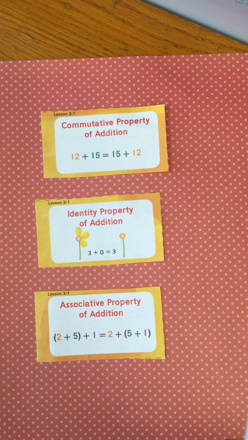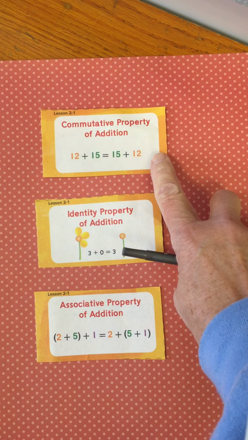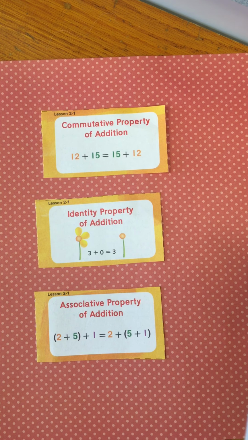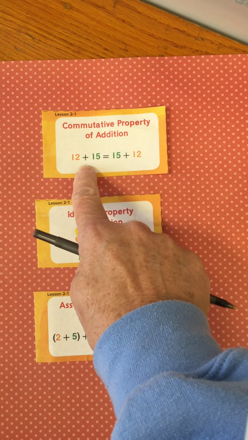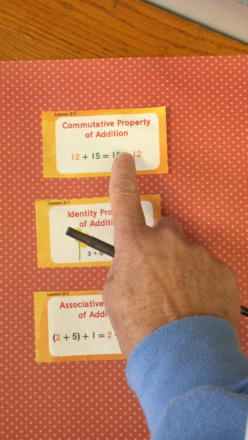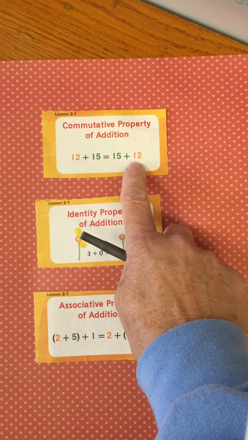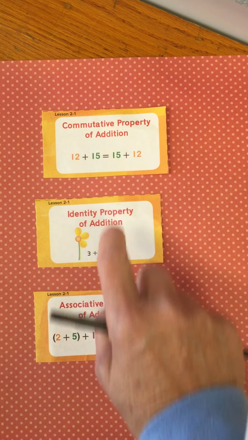We will be covering 3 different properties of addition. The first one is commutative property. The commutative property of addition tells us it doesn't matter the order in which we put the numbers, we get the same sum. So on this one, 12 plus 15 is 27. And it equals 15 plus 12 on the other side.